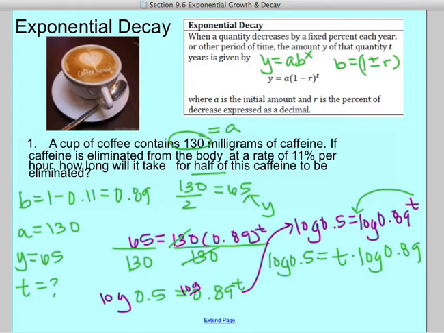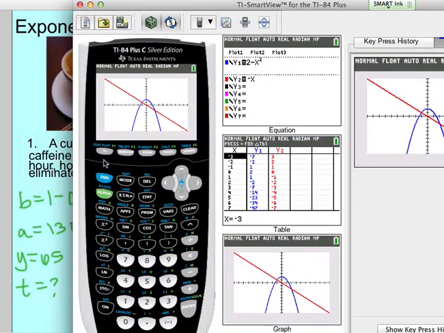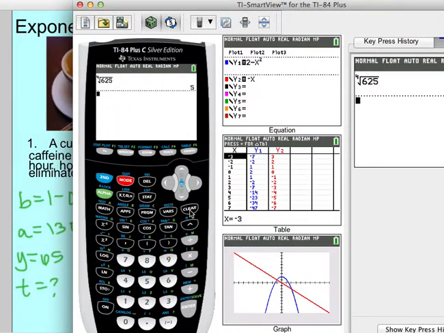And now my last step is, if I want to get t by itself, I need to get rid of the log of 0.89. So I would divide both sides by log of 0.89. So t is equal to log of 0.5 divided by log of 0.89. So on your calculator, you can go ahead and type it all in. We would do log of 0.5. Biggest thing is to end your parentheses, divided by log of 0.89. End the parenthesis and hit enter.